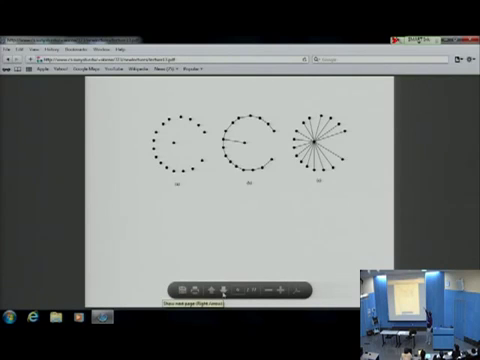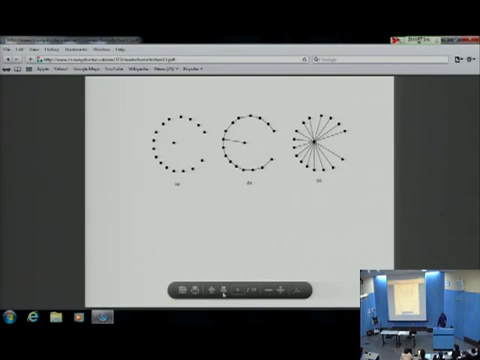If you look at graph C, all the edges are very long, right? In graph B, in the spanning tree B, there's one long edge and a bunch of short edges. Does everybody see that? Okay.